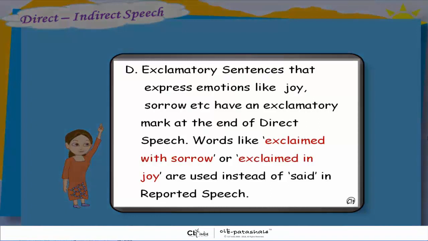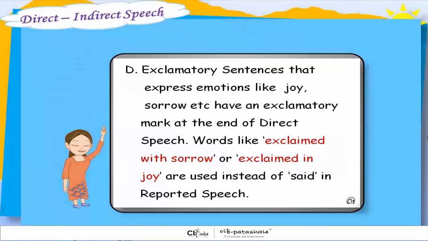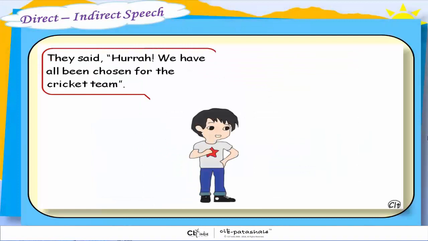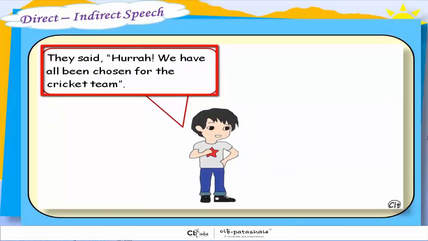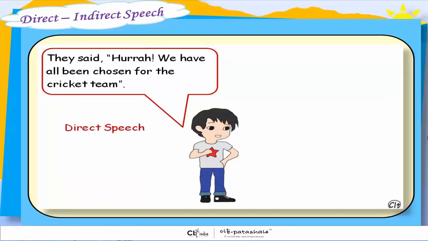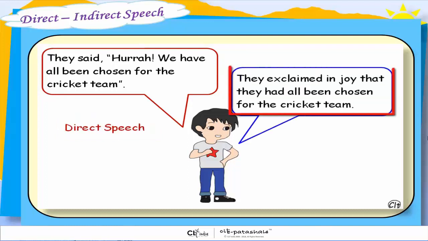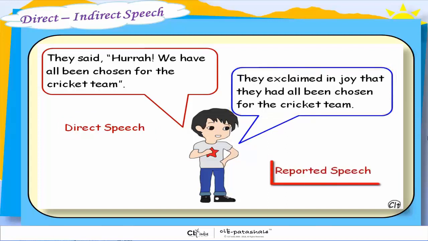Exclamatory sentences that express emotions like joy, sorrow, etc. have an exclamatory mark at the end of direct speech. Words like exclaimed with sorrow or exclaimed in joy are used instead of said in reported speech. For example, they said, hurrah, we have all been chosen for the cricket team. This is a direct speech. They exclaimed in joy that they had all been chosen for the cricket team. Reported speech.